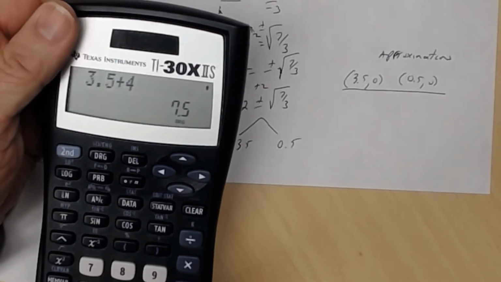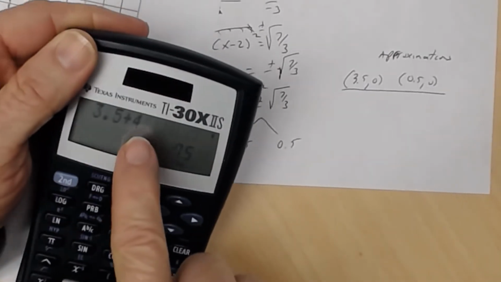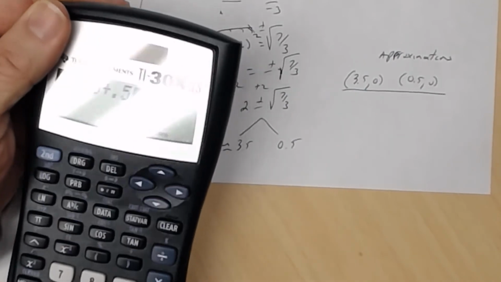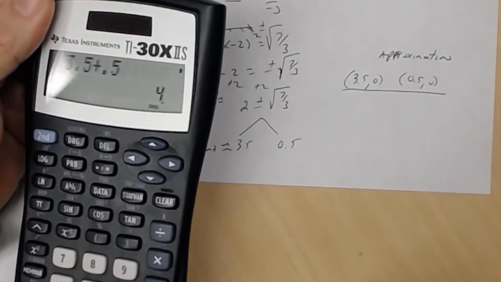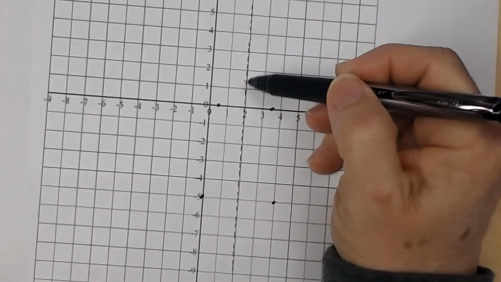And if I take half of that, I did 4, so let's do it again. 3.5 plus 0.5, you get 4. And if I take half of that, I get 2, right? Well, what is the axis of symmetry? Well, the axis of symmetry is x equals 2.